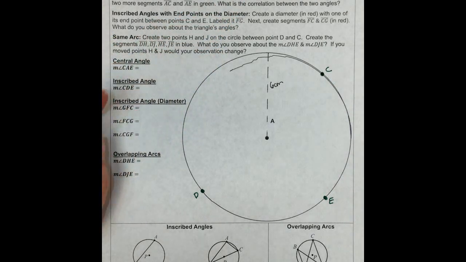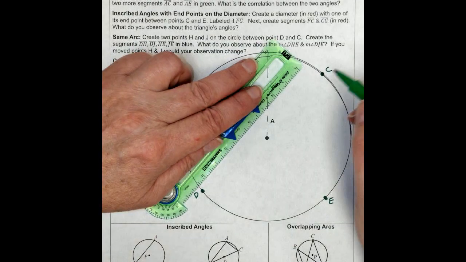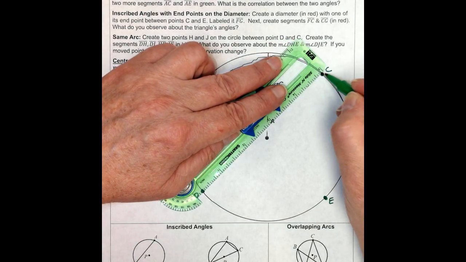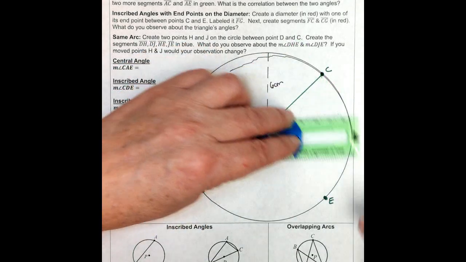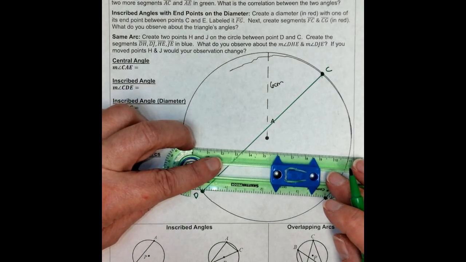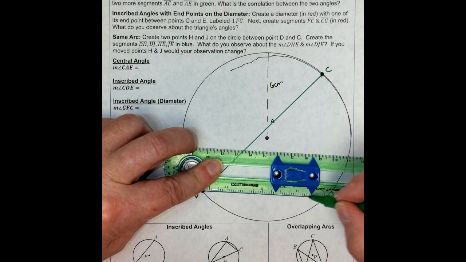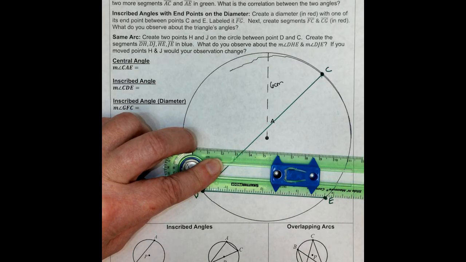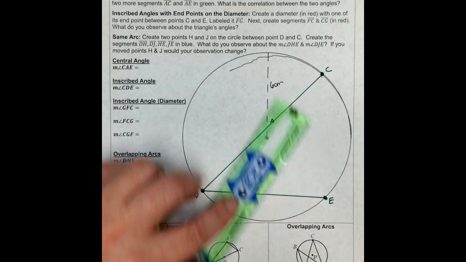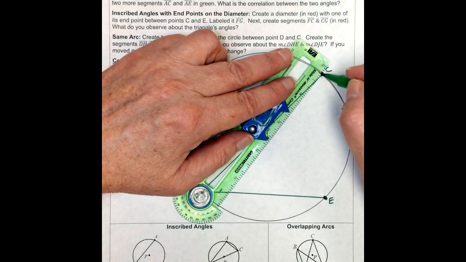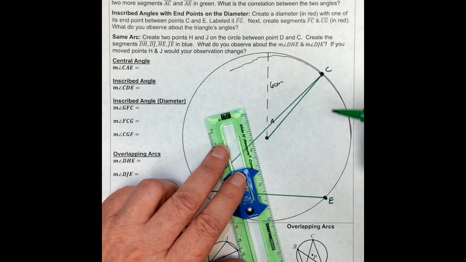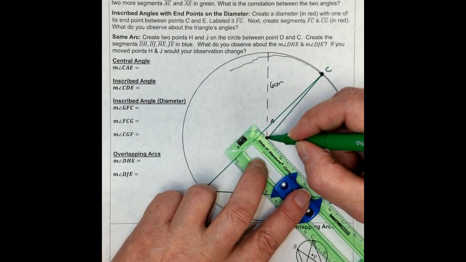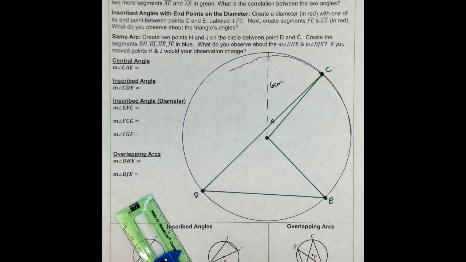So then create segments CD, and DE, in green, and AC, and AE. Alright, so I've got two sets of angles here.